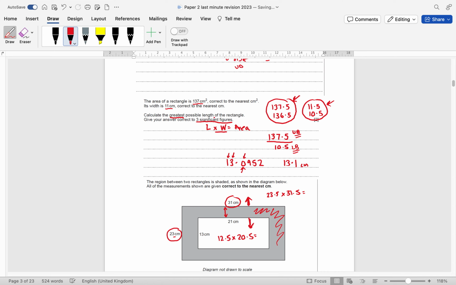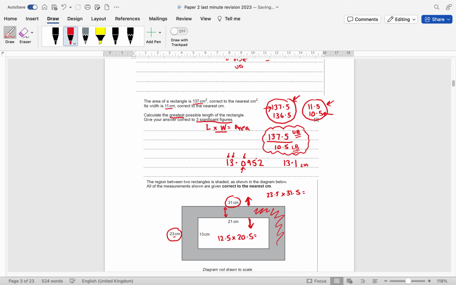To calculate the length, I would divide the area by the width. But to get the greatest length, because this is a division sum, the greatest length is going to come from the upper bound of the area, this number, divided by the lower bound of the width, this number, which is what I'm doing in this sum here, and I'm so sorry this is such a mess. I hope it makes sense to you.